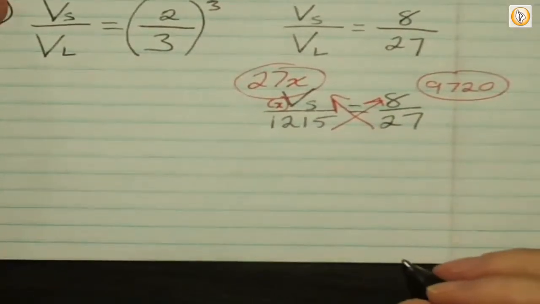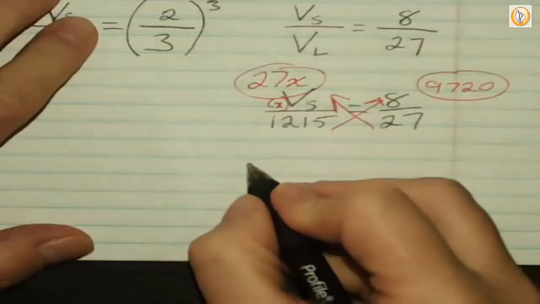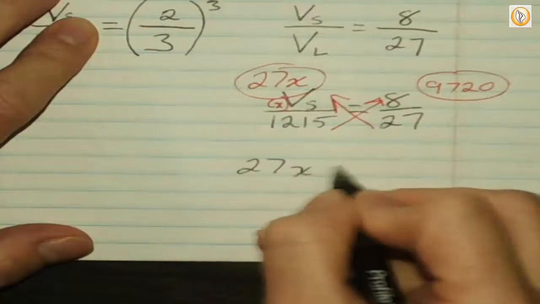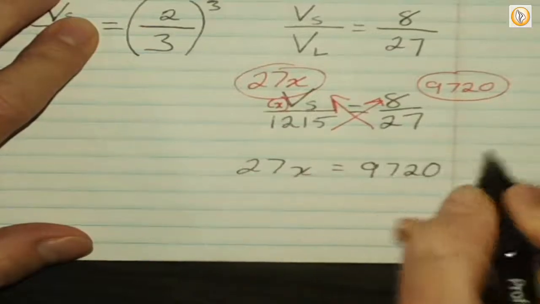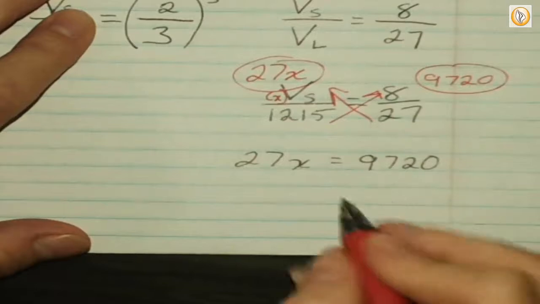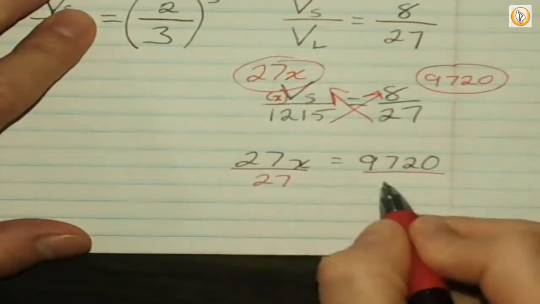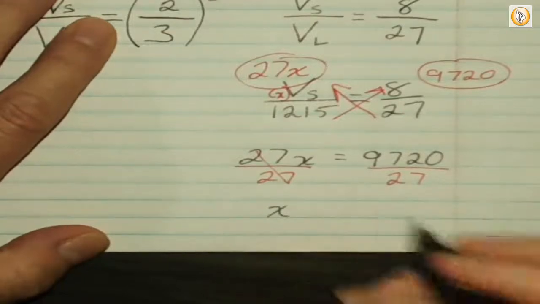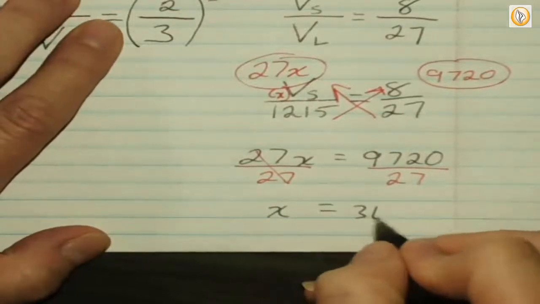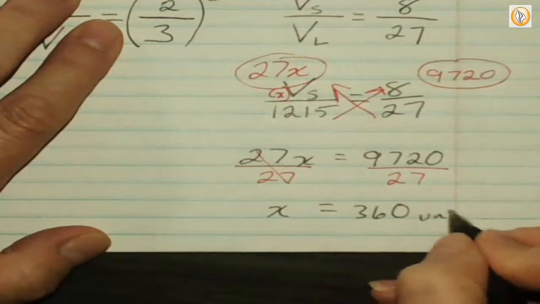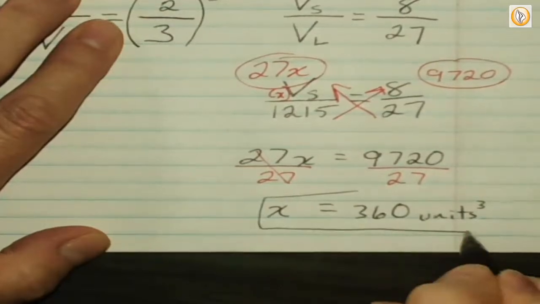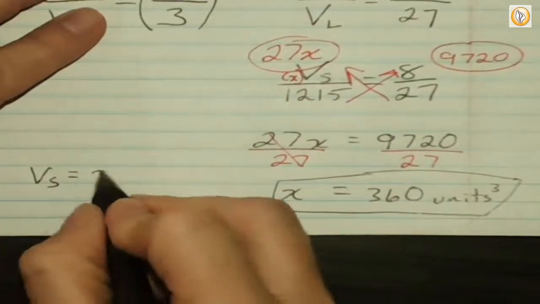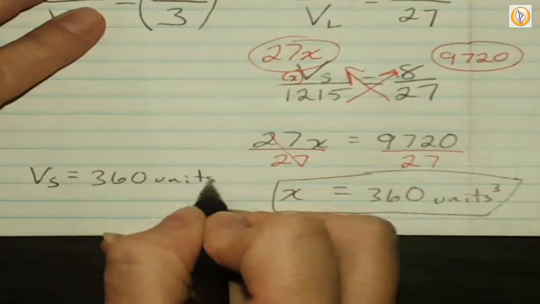Okay, so Valeria, what's my new sentence? You get 27x equals 9,720. Then you divide both sides by 27. You're correct. And my X, or my volume, is 360 units cubed. So the volume of the small, we can rewrite it as 360 units cubed. Hopefully you've got good notes.